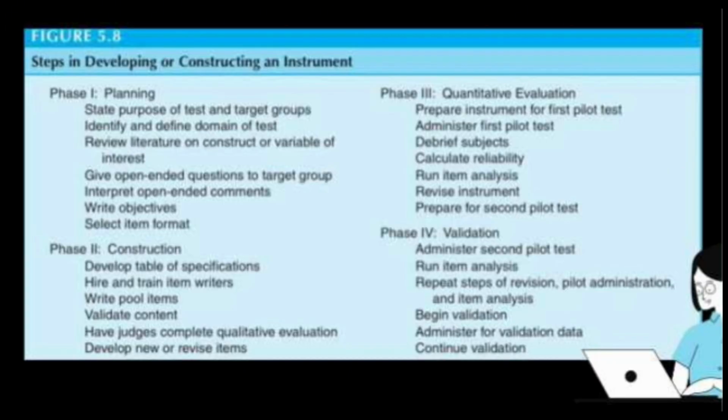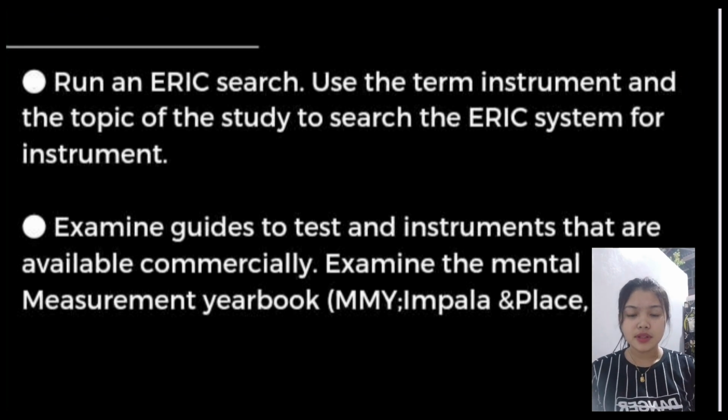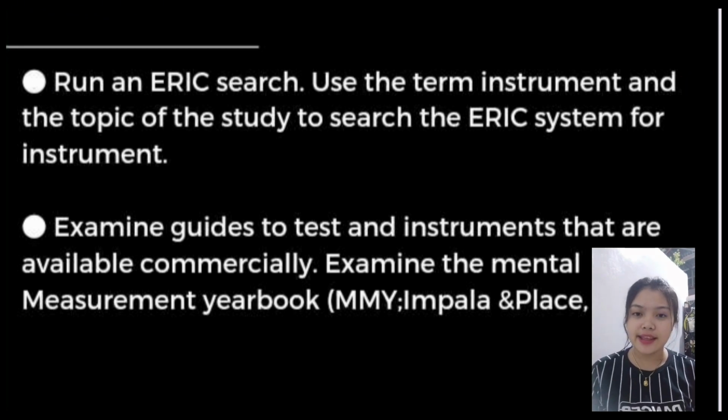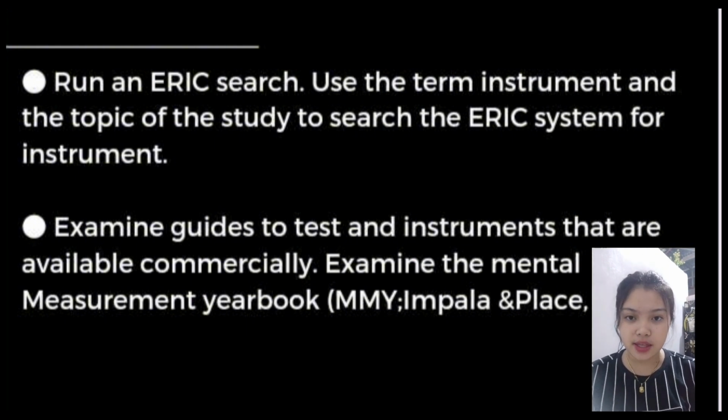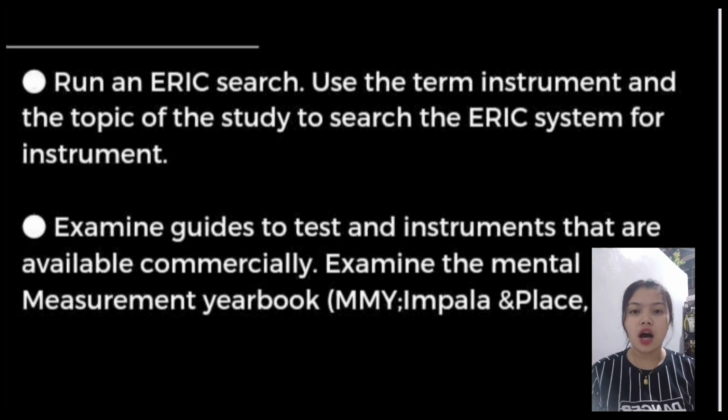So as you can see in the picture, these are the steps in developing or constructing an instrument. To locate instruments for their study, researchers can run an ERIC search. They can search ERIC, which stands for Educational Resources Information Center, using the term instrument along with the specific topic of their study. ERIC provides access to a wide range of educational research literature, including information on various instruments used in research. Examine guides to tests and instruments. Researchers can explore commercially available guides such as the Mental Measurements Yearbook.